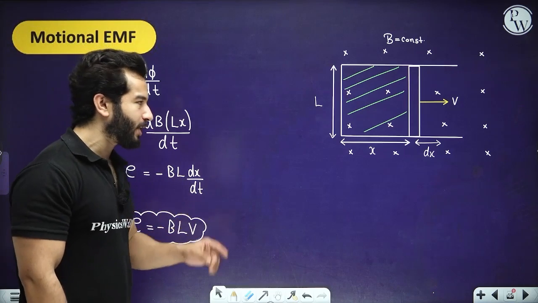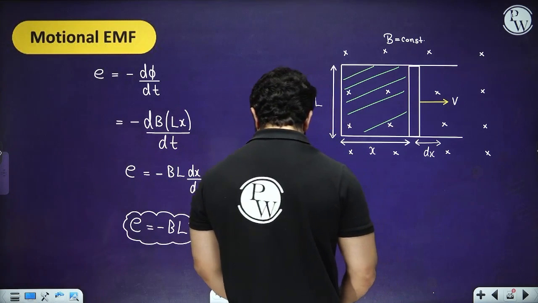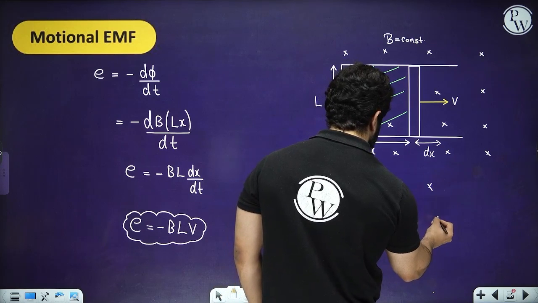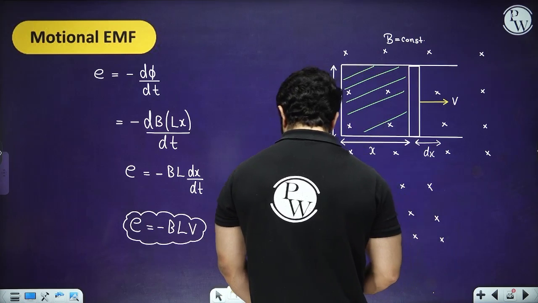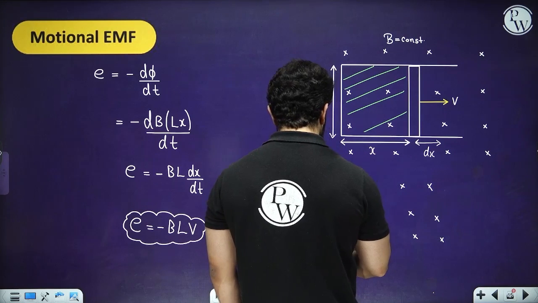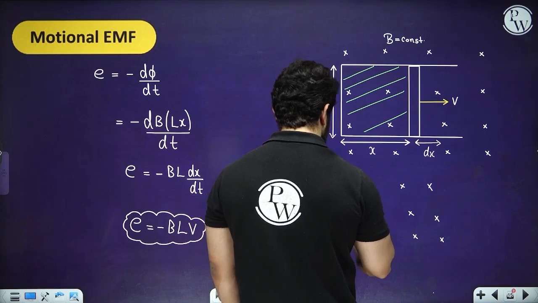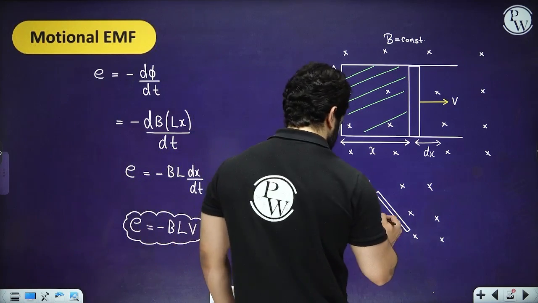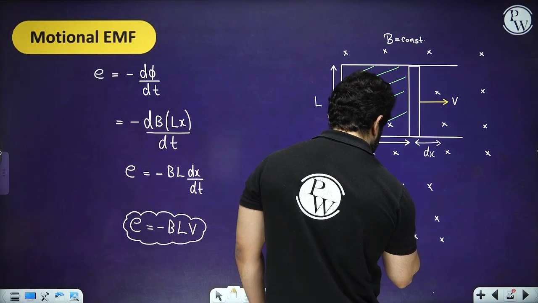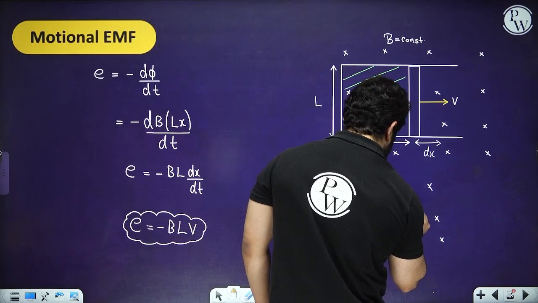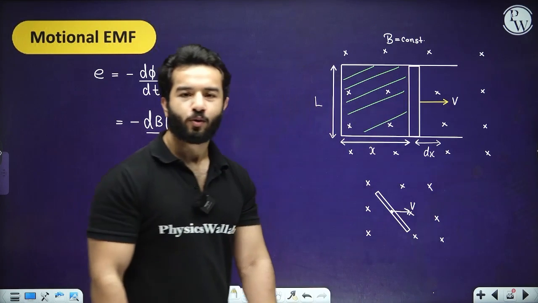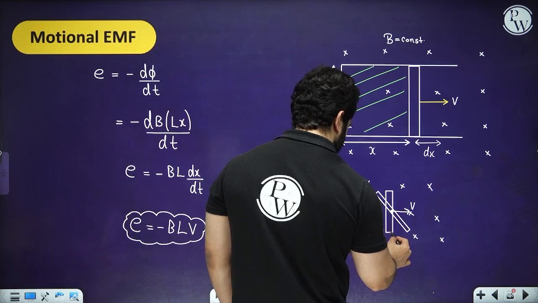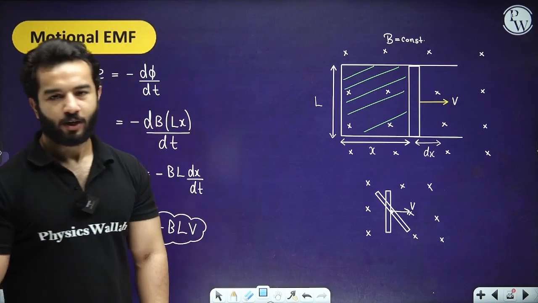By the way, very important: in another case, let's suppose you have a magnetic field like this, and a rod which is moving at some angle, right? Let's say this is the velocity V. What you need to do is find out this length. This is going to be L sine theta, right? So you can do it like that.